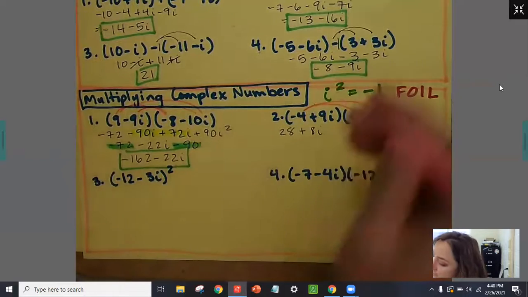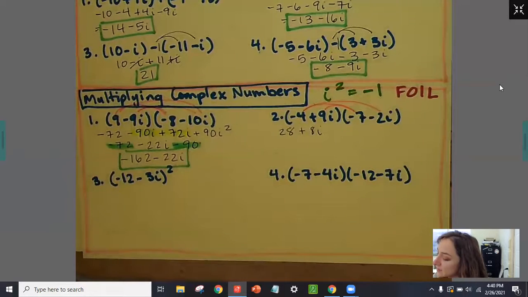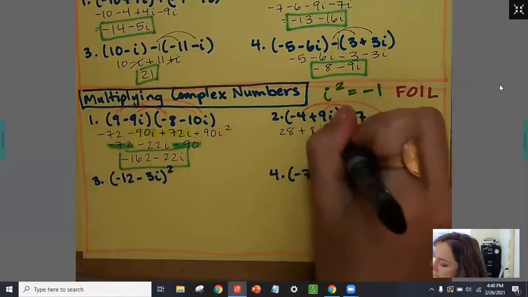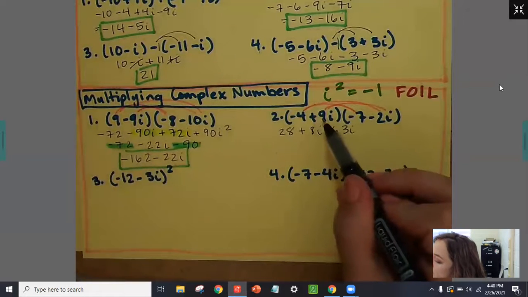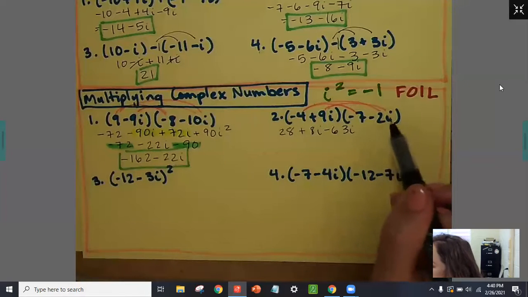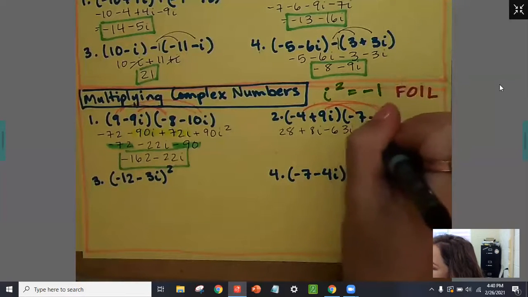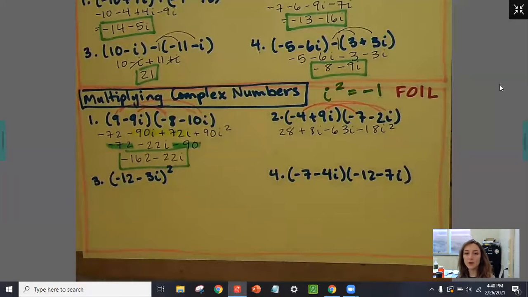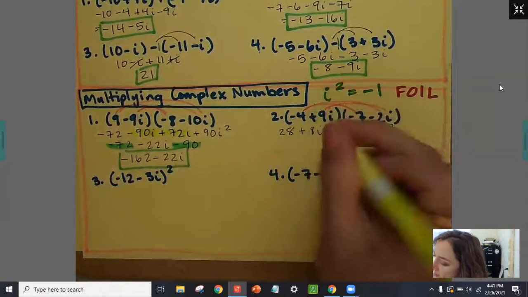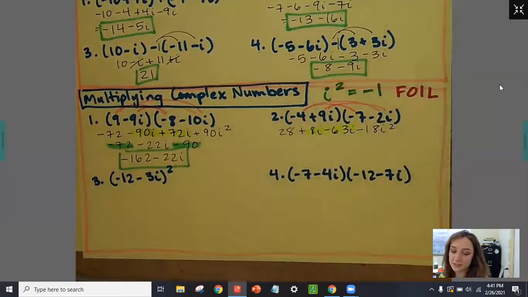Then we're going to go inside. 9 times -7 is -63i. And then we're going to go last. So 9 times -2 is going to be -18, and we're going to have i squared. Okay, we know that i squared is -1, so we're going to have to address that, but we can also go ahead and combine these terms in the middle.